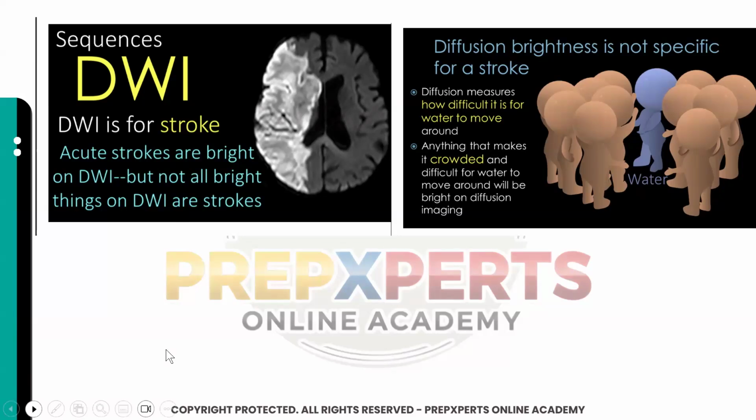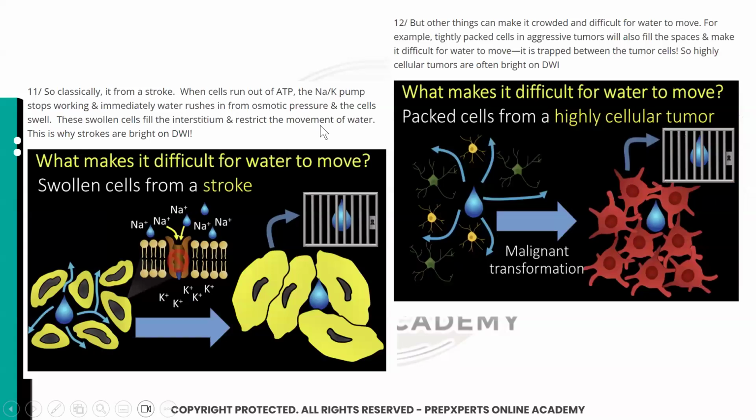First of all, let's go to the basics again. So, what makes it difficult for water to move? Swollen cells. When there is stroke, what happens? When there is ischemia, blood supply is cut off. Cells run out of ATP, the sodium potassium pump stops working, and immediately water rushes in from osmotic pressure, and the cells swell. These swollen cells fill the interstitium and restrict the movement of water. That is why strokes are brighter on DWI. Okay.